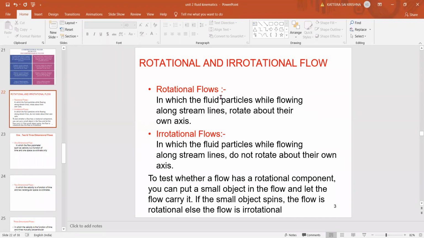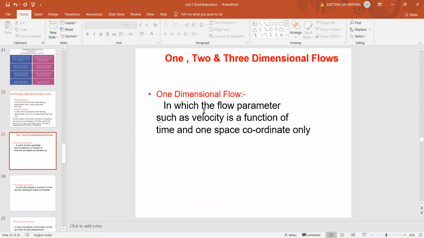The last type of fluid flow is one-dimensional, two-dimensional and three-dimensional flow. One-dimensional flow is that type of flow in which the flow parameters, such as velocity, are a function of time and one space coordinate only. The space coordinate is the x-axis, so it is a function of time and only one axis.